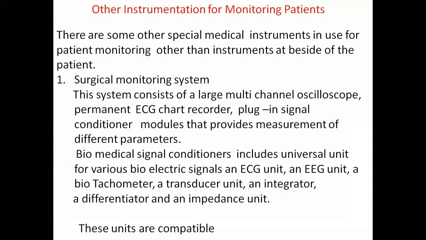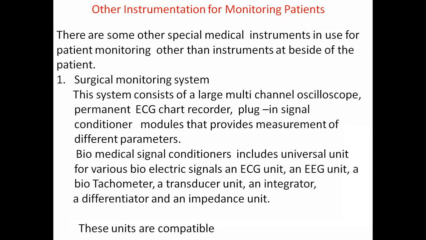In the surgical monitoring system, this system consists of a large multi-channel oscilloscope, a permanent ECG chart recorder, and plug-in signal conditioner modules that provide measurement of different parameters. In addition to those ECG recording equipment, we have a surgical monitoring system. While doing surgery on the patient, we have to observe the different parameters, and those parameters should be provided by this surgical monitoring system.